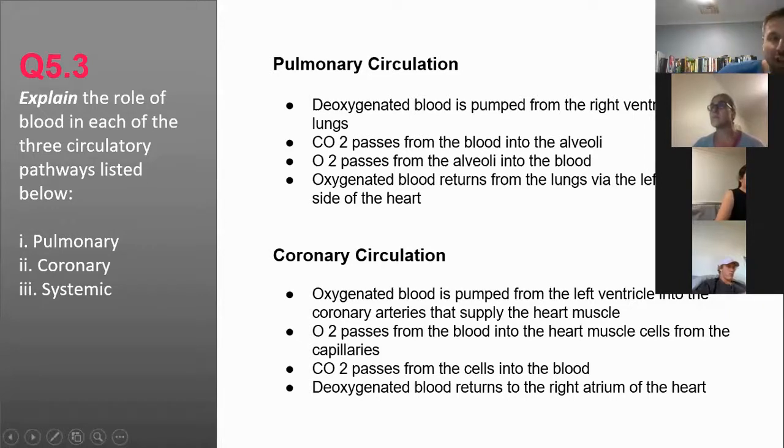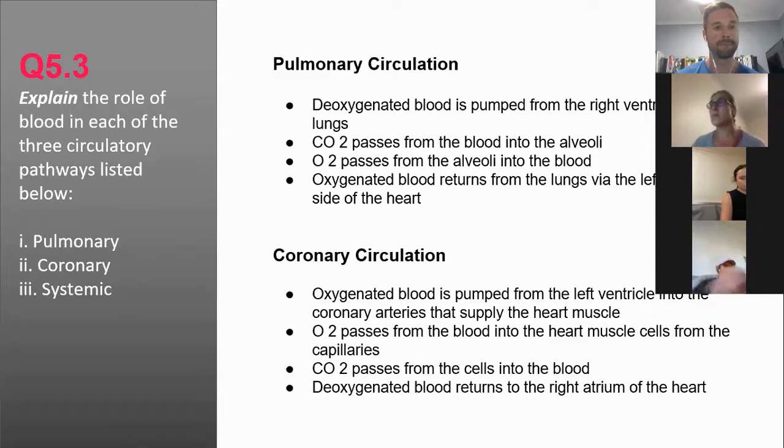And then just like a normal muscle, we'll give oxygen to the muscle, and then we'll take away carbon dioxide. Oxygen passes from the blood into the heart muscle cells, and then carbon dioxide passes back from the cells into the blood. That's what happens at every single muscle. When we pump blood to a muscle, we give it oxygen and we take back carbon dioxide.